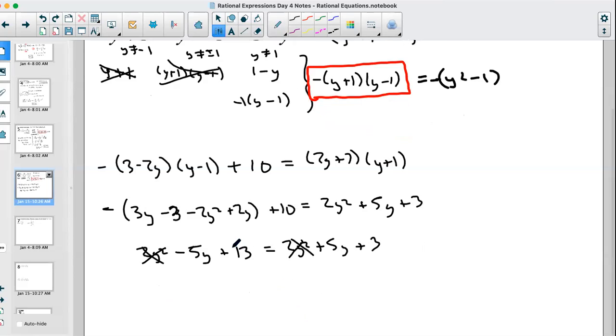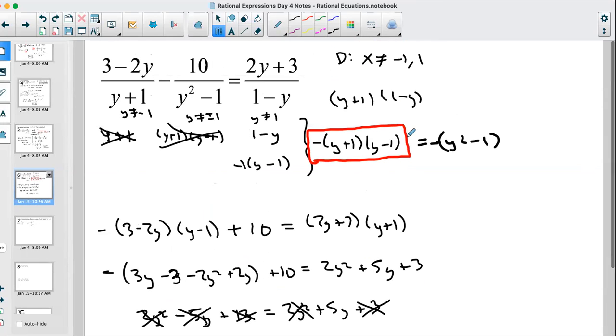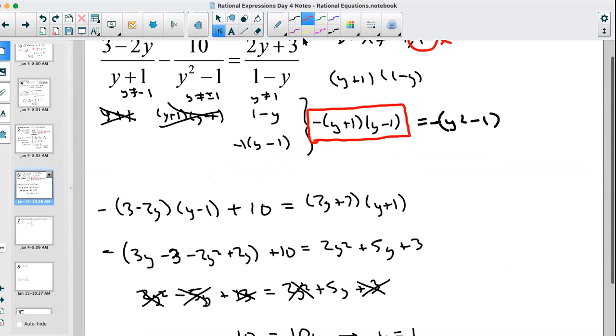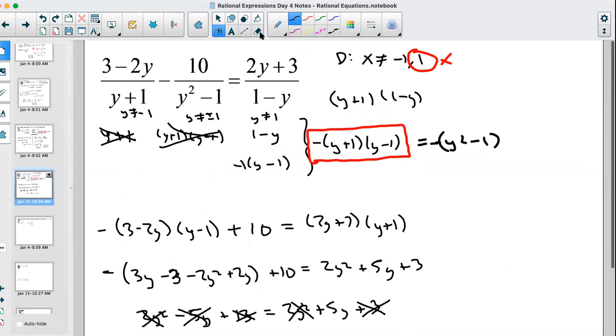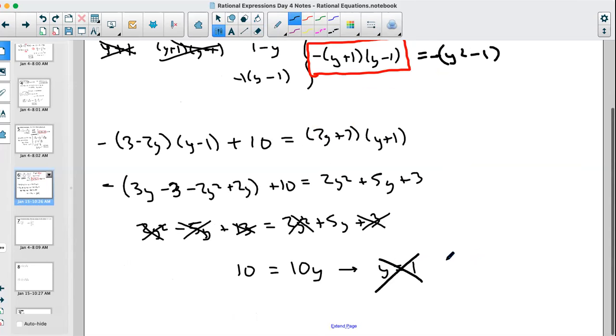I'm going to add 5y to both sides. So this goes away and this becomes 10y over here. And I'm going to subtract 3 from both sides. This becomes 10, which means y equals 1. It's a nice round number. I go back and I check it and ooh, if I check that, I can see this is a problem. The x can't be 1. Did I write x? That was silly. I should have written y up there. I see when I check with my domain restriction that y cannot be equal to 1, which means this does not work, which means there's no solution.